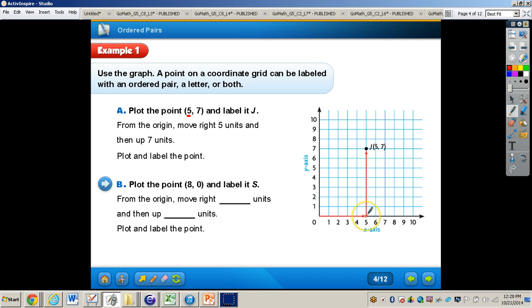So 5. We don't plot any points there. And then 7 shows us how many units we move up from the spot in the x-axis, which was 5. And then you can see it's lined right up with my 7. Okay, so we have J, 5, 7 for the ordered pair.